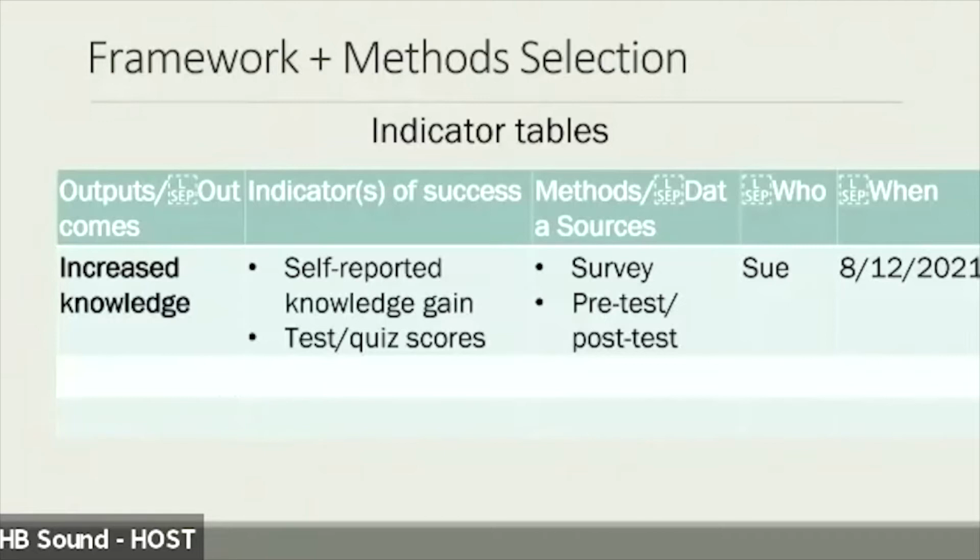So this is an indicator table that usually you could pull straight out of your logic model if you've got one. But again, if you don't have a logic model, just start with your objectives and your outcomes and your goals.